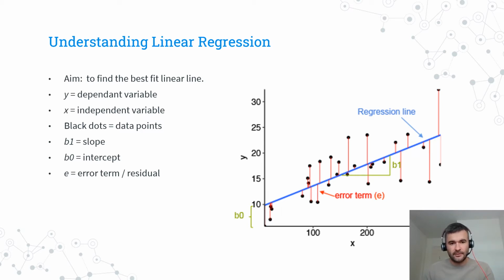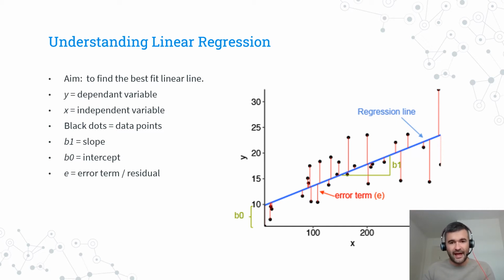Now, take a look at the plot that's currently on the screen. X is our independent variable, which is plotted on the x-axis, and Y is the dependent variable, which is plotted on the y-axis. The data points that we can see are the black dots. The slope of the x variable is given by b1, which you can see in green, and the intercept, also in green, b0, is equal to 10 in this particular example.